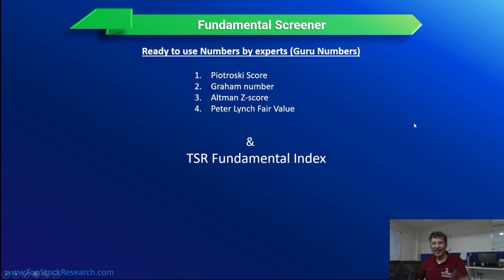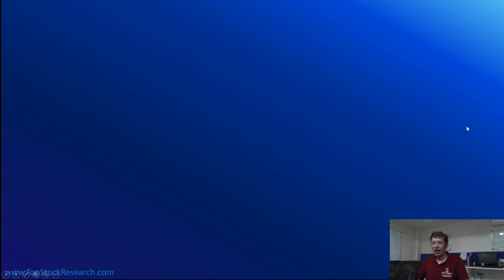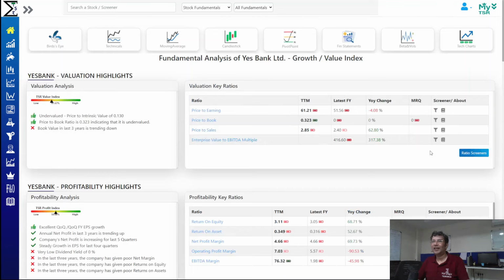Apart from that, if you are familiar with the system from the technical side, we have the TSR strength index, which is very popular. A lot of people use it. Similarly, we have the TSR fundamental index. What we do here is, like in this particular case, if you see, there are a few ratios, right?